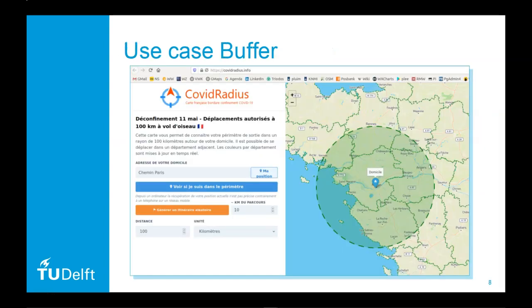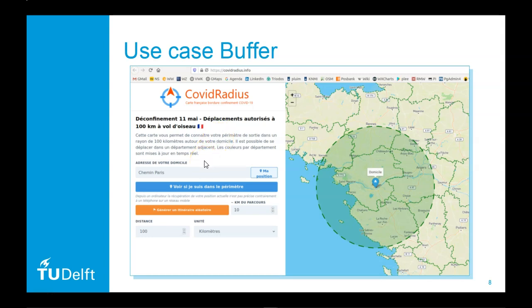So the use case for the buffer, for example, was very clear this year. You were not allowed to drive further than 100 kilometers from your hometown in France. So there was this simple online use buffer, the COVID radius. You could enter your own home address and it would tell you where you were allowed to go.